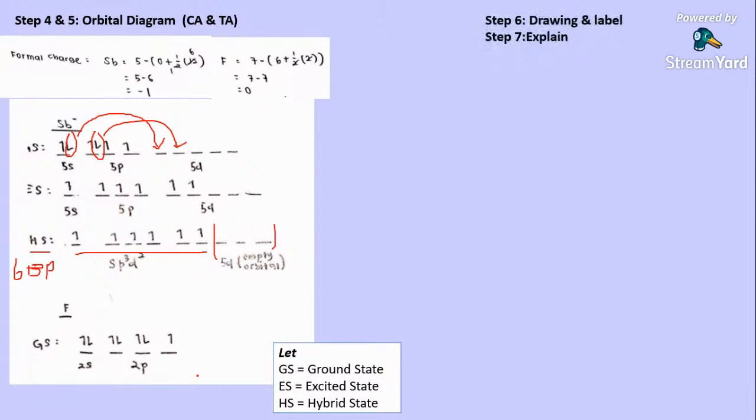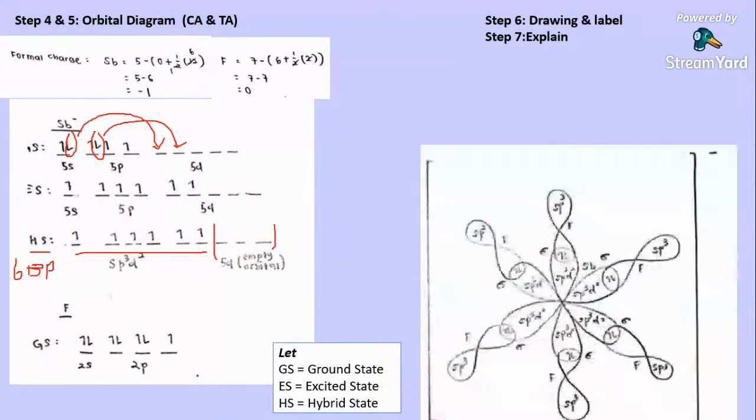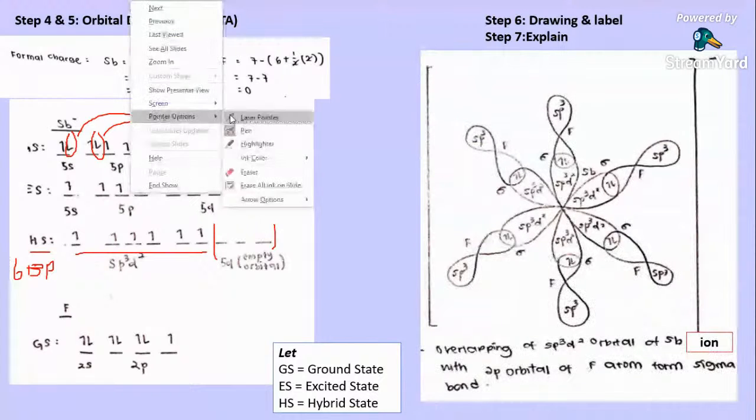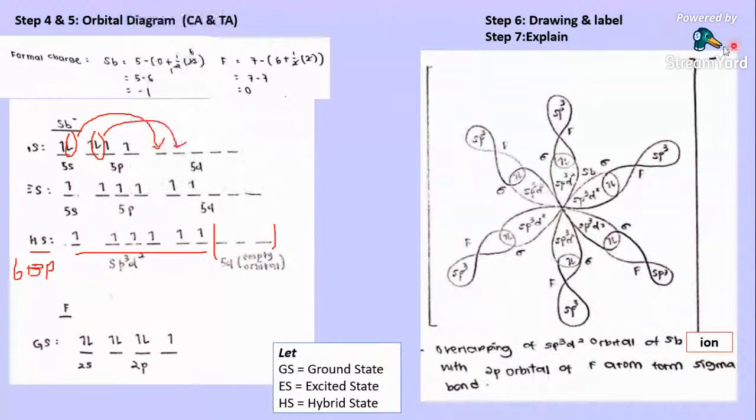Step 6, drawing, label and explain. Your drawing is very simple, you just have to draw an octahedral, following the basic shape. Okay, so this is the drawing. As I said before, the drawing must include the negative charge as well. The explanation is overlapping of the sp3d2 orbital of the Sb ion, because this is an Sb negative charge ion, with the 2p orbital of the fluorine atom to form a sigma bond.